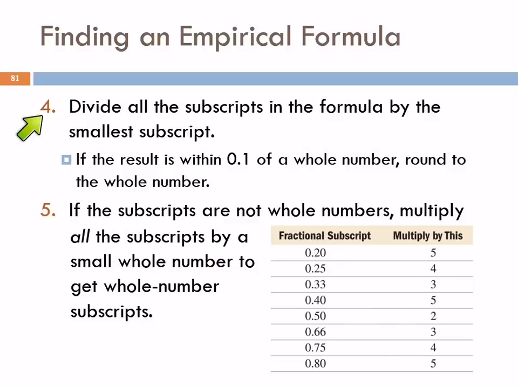Once you get those messy subscripts, to get whole numbers, we identify which subscript is the smallest, and we divide all of them by the smallest. That will give us one that is 1, and the rest will be 1 or greater than 1. Now, they're probably not going to come out to beautiful whole numbers. If the result is within 0.1 of a whole number, you can round it. If it is not, like if your ratio ends up being 1.75, you can't just round that off.